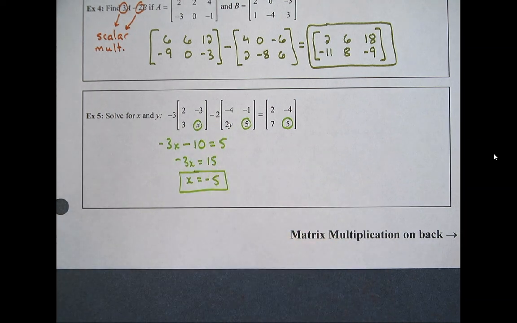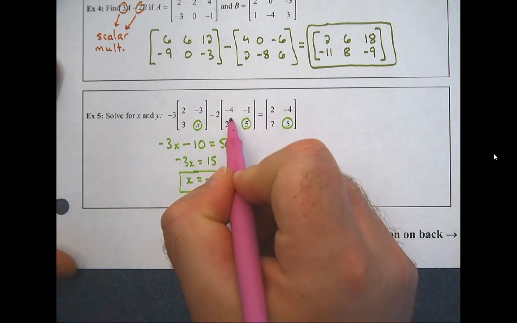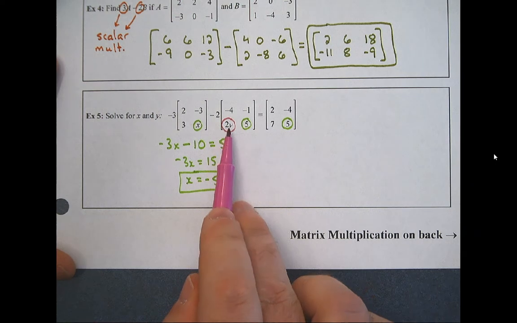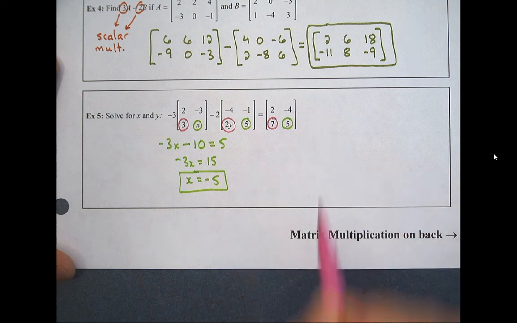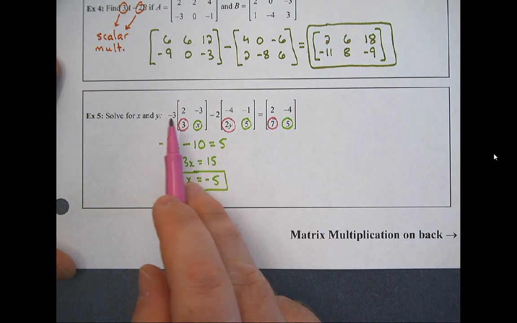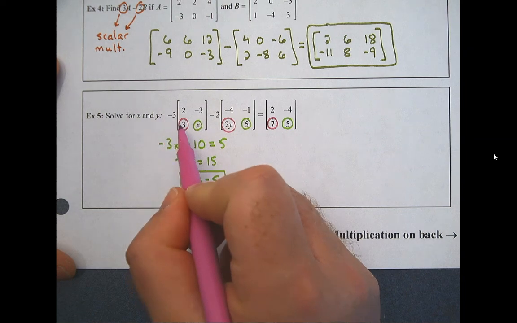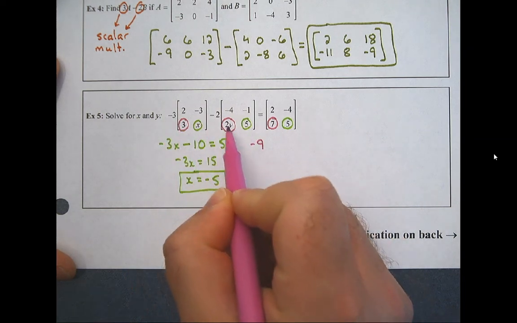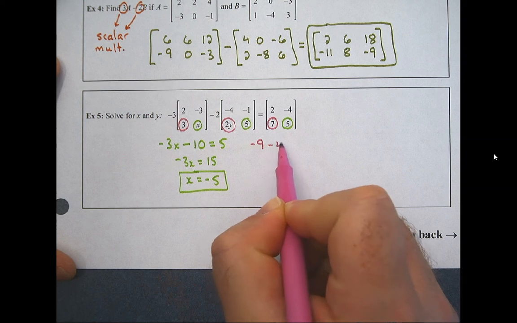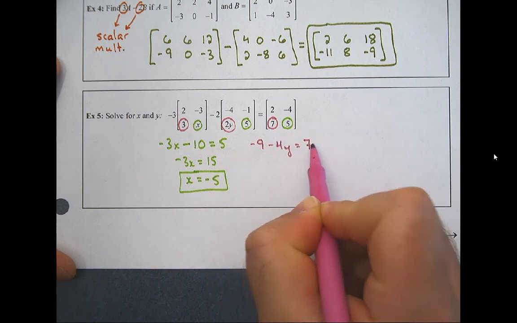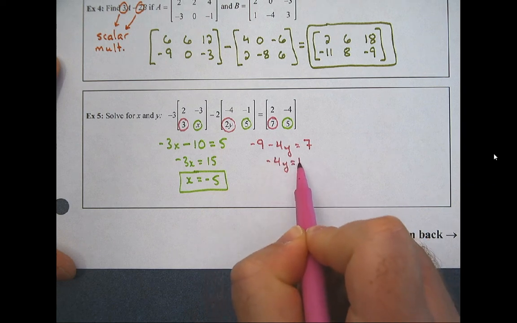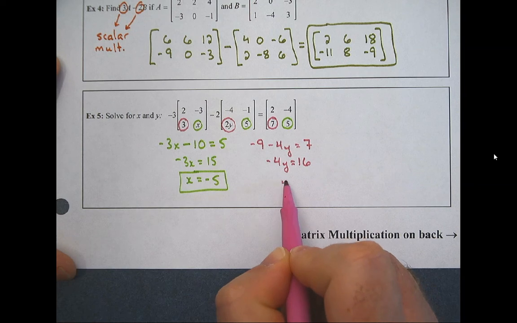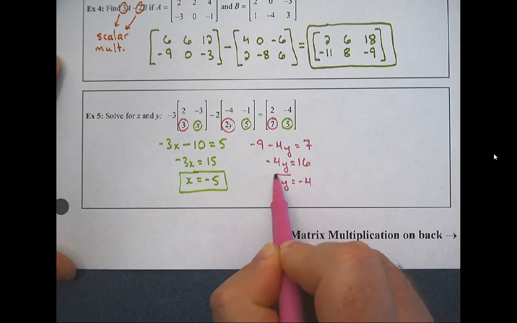Now I'm going to do the same thing for the Y variable. So I'm going to circle the Y. That's the term that I want. The corresponding term in the first matrix is the 3. The corresponding term in the answer matrix is the 7. So then I'm going to use my scalar multiplication to make an equation. Negative 3 times 3 is negative 9. Negative 2 times 2y is negative 4y. And then that should end up being 7. Bump over the 9, negative 9. What's that, 16? Divide by the negative 4, and we get y equals negative 4.